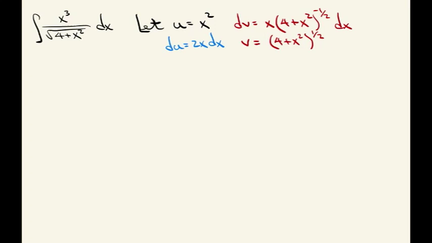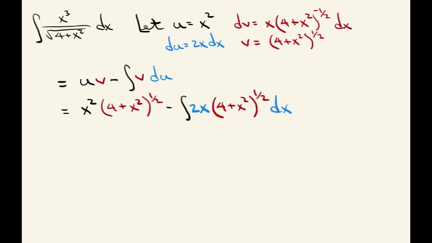We're going to proceed by recalling that the parts formula tells us that our integral is going to equal u times v minus the integral of v times du, and then substitute these expressions in for u, v, and du to give us x squared times the quantity 4 plus x squared to the 1/2 power, that's our u times v, and then we'll subtract from that the integral of v, which is 4 plus x squared to the 1/2, times du, which is 2x dx.